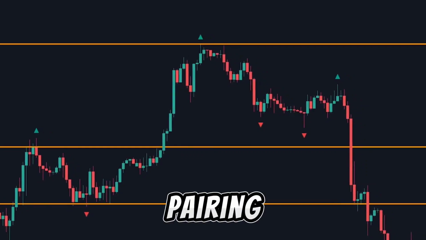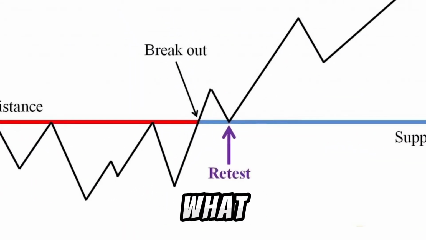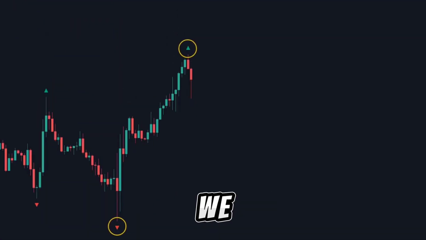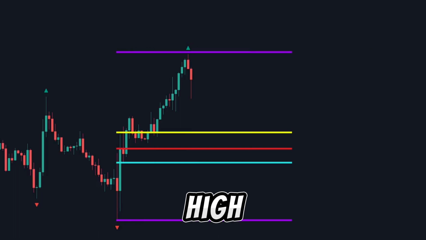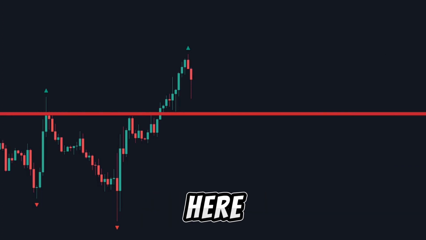Okay, so what I found works really good is pairing this with support and resistances, specifically retests. Here's what I mean. So here we found a strong trend. We see our two fractals, we get our Fibonacci tool, and mark the high and low. But if we look a little bit closer, something interesting is happening. We have a strong resistance level right here, and price broke right through it, meaning it can now be used as a support, or in other words, a retest.